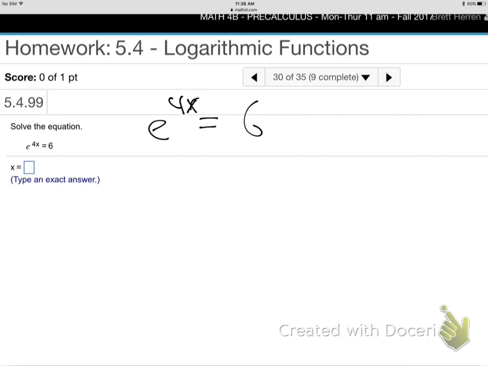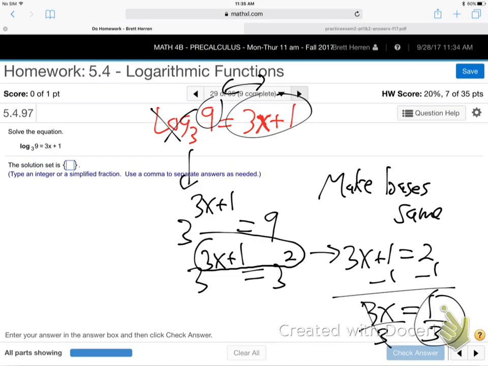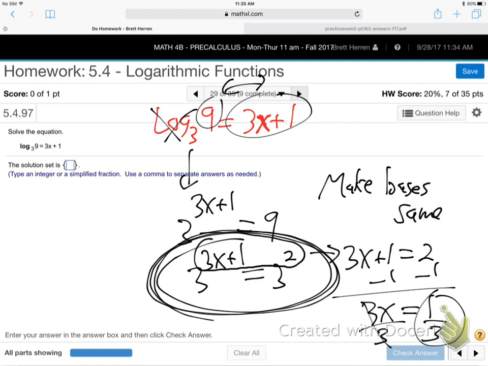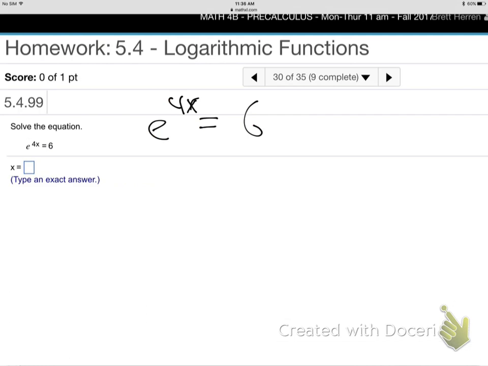It's climbed into the power zone up there. And you think, well, yeah, we just did a power one here. Yeah, we did, because we were able to make both bases the same. That's what we normally have done with powers. When something climbs into the power, the way you handle it is you make the bases the same. But you can't do that here. How do you make e and 6 the same base? You can't. There's no way to do that. We need a new technique.